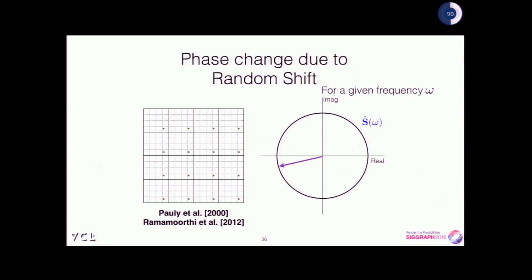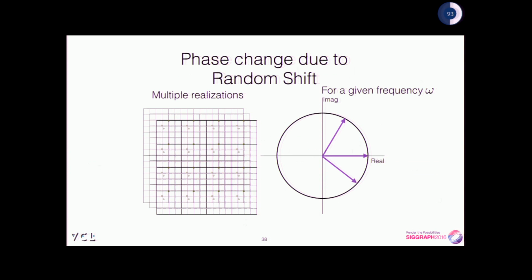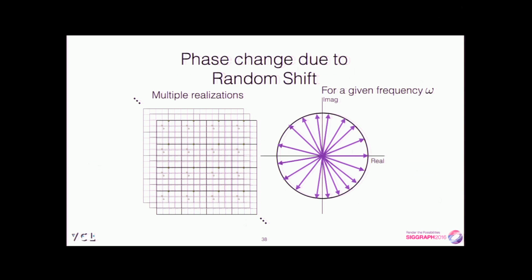If you think that this regular grid gives you some amplitude and phase, like there, when you shift it, you're just going to move that in phase. And so different realizations will give you different shifts, right? So for a given omega, if you've randomly shifted it, then you're equally likely to go in any of these directions on the phase. So it could be anywhere on the circle. So in expectation, what is the phase?